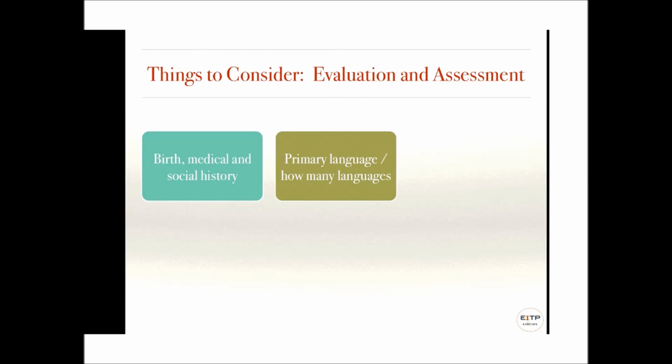In early intervention, we rely on our testing tool, our observation, and caregiver report to determine any language delay or disorder. It's important to look at all the facts to determine if intervention is necessary or not. So a comprehensive evaluation should include a thorough birth, medical, and social history. You have to consider the primary language. How many languages are spoken in the home? Has the child been in foster care, adopted from another country? What is the family history of speech, language, or developmental delays or disabilities, including mental health?